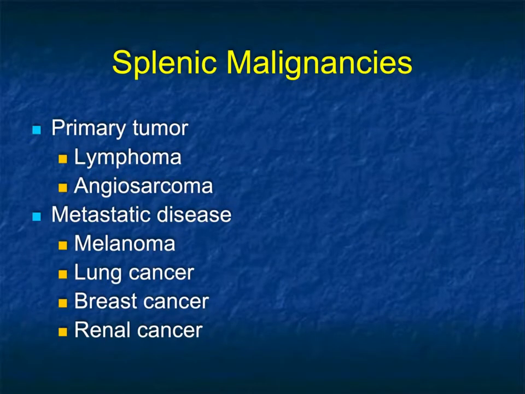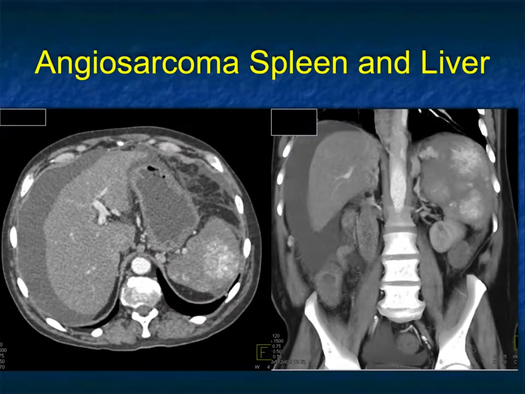Next case. Now let's go to splenic malignancies. We talk about primary and we talk about metastasis. Primary, we think about lymphoma and angiosarcoma. Mets, we think about the things that go to the spleen. Melanoma, lung cancer, breast, and renal are just some of the possibilities. We can also have direct extension by something like pancreatic cancer.